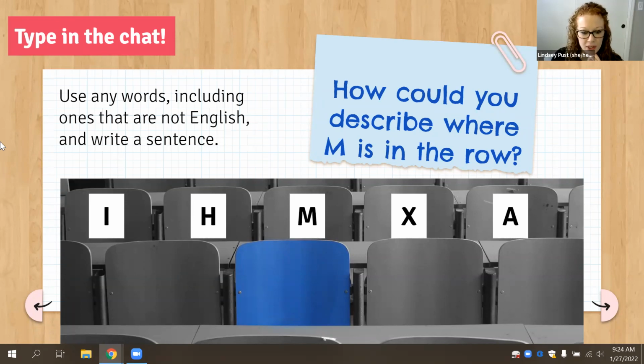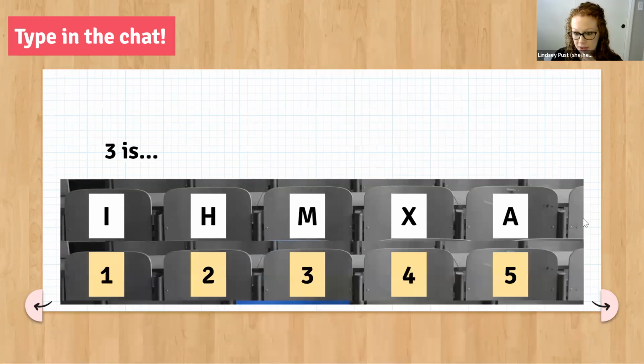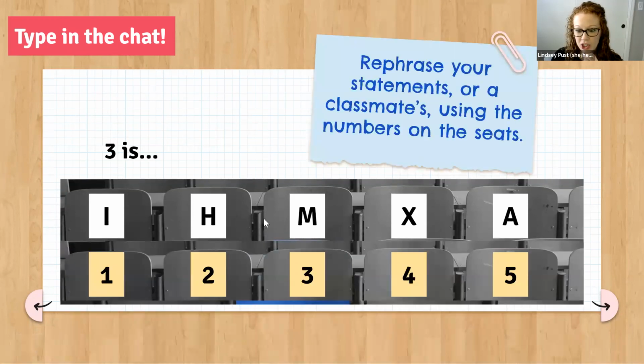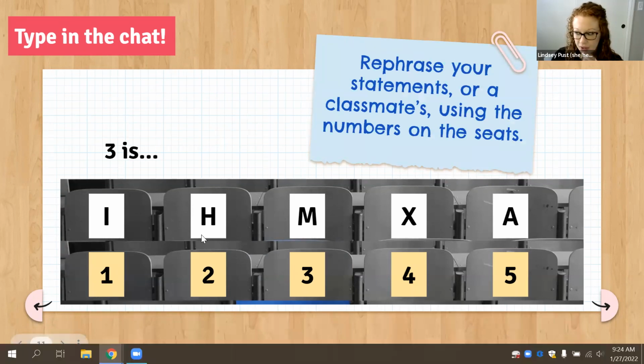Okay, so now the next question, you'll see the image changed a little bit. And now there are numbers also in another row on the bottom. So you can use your own statement that you just made, M is blank, or maybe you want to use one of your classmates' that you saw come in the chat because you like what they said. But now instead of putting M is, I want you to replace it with 3 is. How would you describe where 3 is?